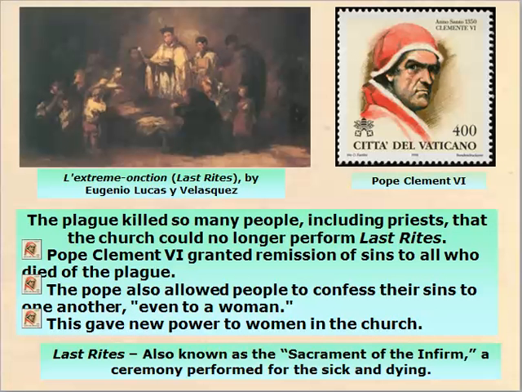The plague killed so many people, including priests, that the church could no longer perform last rites. Pope Clement the Sixth granted remission of sins to all who died of the plague. The Pope also allowed people to confess their sins to one another, even to a woman. This gave new power to women in the church.